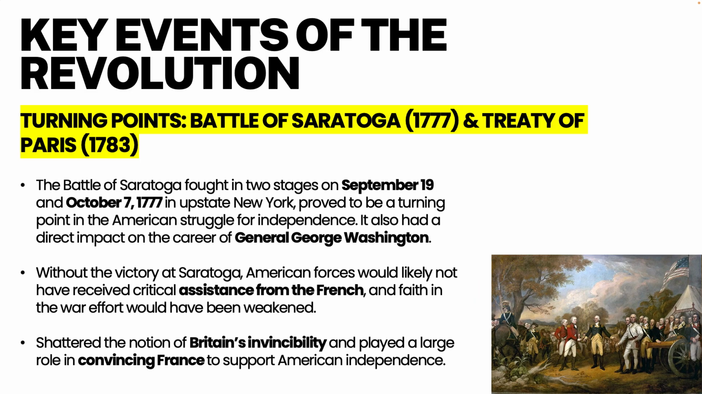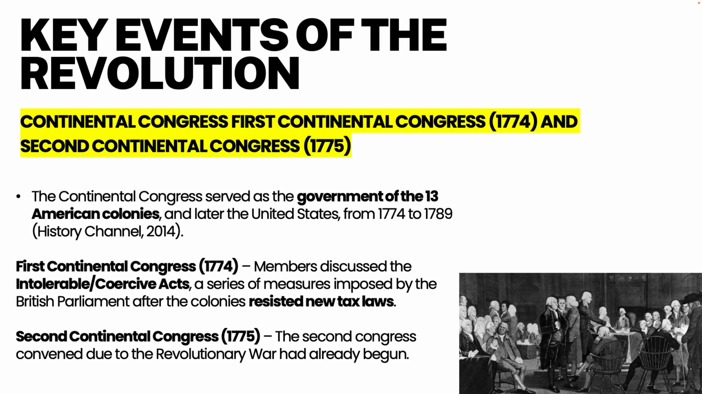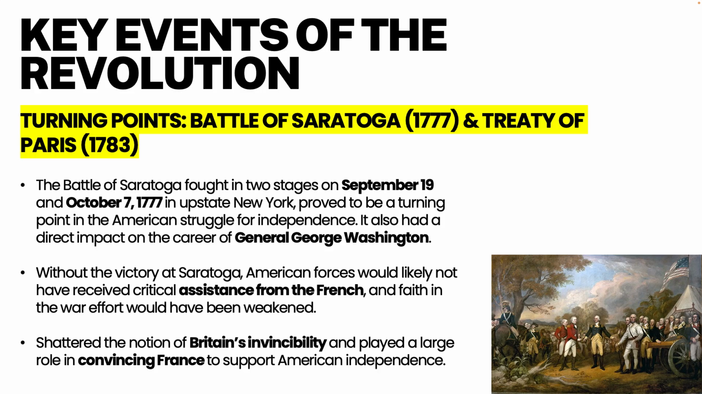But going back again, let's go first to the Battle of Saratoga, which happened in 1777. The Battle of Saratoga was about the intervention of the French army with the American forces. So this particular battle happened in 1777. Okay? So it is connected to the Battles of Lexington and Concord, since that happened in 1775, two years after, the Battle of Saratoga emerged as more of a turning point for the American struggle for independence. Meaning, it also had a direct impact on the career of General George Washington at that time.